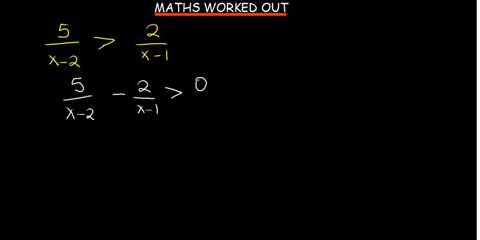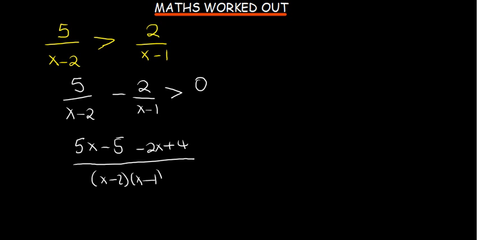Merge this as a single fraction, so multiply the 5 by what is down there. That will be 5x minus 5. Multiply this negative 2 by what's down here. That is going to be negative 2x plus 4. In the denominator, multiply the two denominators. That will be x minus 2, x minus 1, and that will be greater than 0.